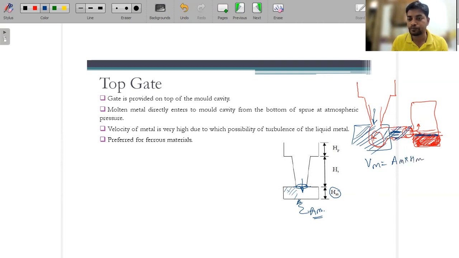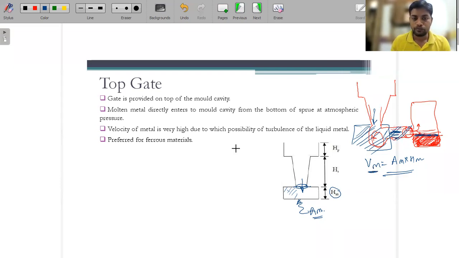Okay, now we are considering, let's first read what the points are, then we'll move to the calculation part. Calculation means here we are going to calculate how much time is required to fill the mold cavity of the volume Vm, when we are using the top gate.